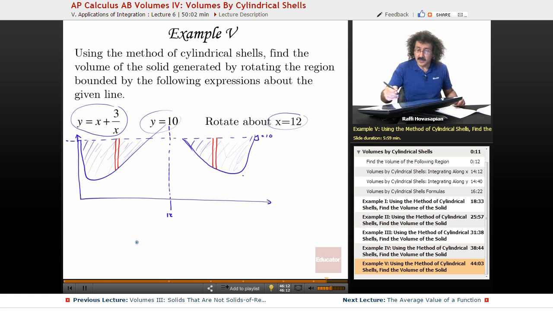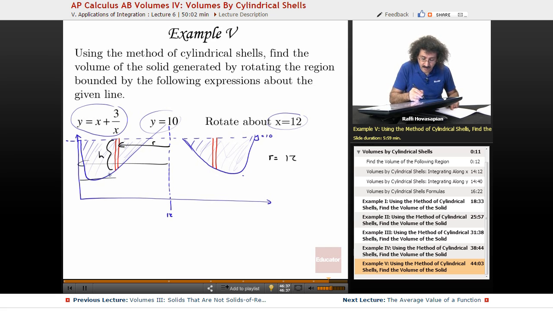So when we measure r and h, r, again, we're measuring from the axis of rotation to the original function. That's r. That's h. r is equal to this length, 12, minus this length, which is x. So it's 12 minus x.